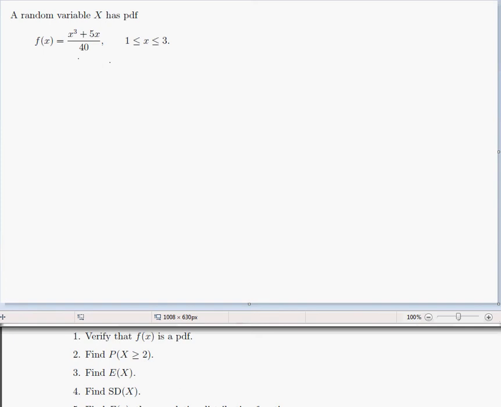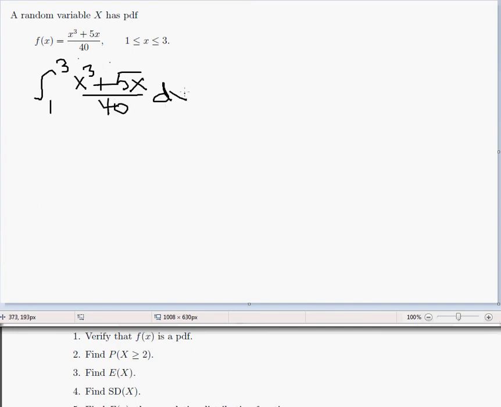Clearly the function is positive. If x is between 1 and 3, x cubed is positive, 5x is positive, so clearly it's positive. The more complicated thing to check is to ensure that the integral from 1 to 3 of (x cubed plus 5x) over 40 is equal to 1.